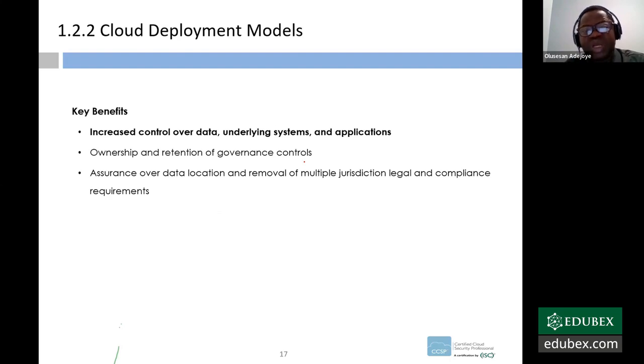Nobody's sharing that with you, and you can conform to regulatory requirements. Assurance over data location and removal of multiple jurisdiction legal and compliance requirements. Now, one of the major risks associated with cloud computing is legal jurisdiction. Example, what do I mean by legal jurisdiction?